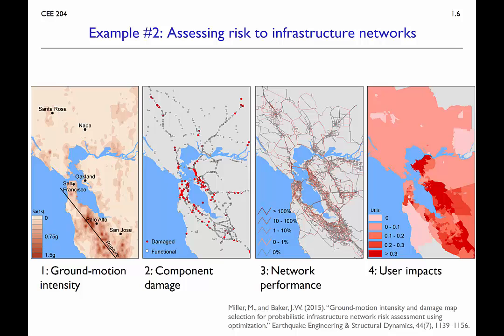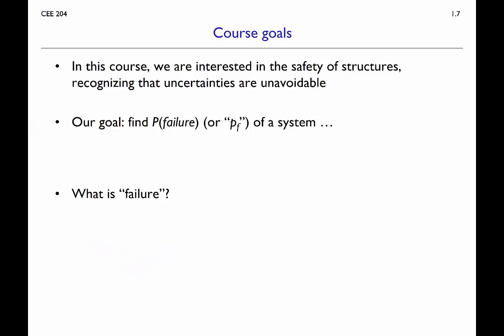So each one of these panels is associated with uncertainty, right? We have uncertainty in the ground motion shaking intensity we might see in the future, uncertainty in the occurrence of damage to bridges, uncertainty in the impacts on the transportation network, and uncertainty on impacts to individuals. So again, we have lots of uncertainties to consider. We have computational challenges in terms of getting all this analysis done. And we want to think intelligently about how we can assess the probabilities of bad outcomes in a complicated network like this. Okay, so thinking about those as motivating problems, let's return to this course. So we're thinking about the safety of structures with regard to some sort of failure.